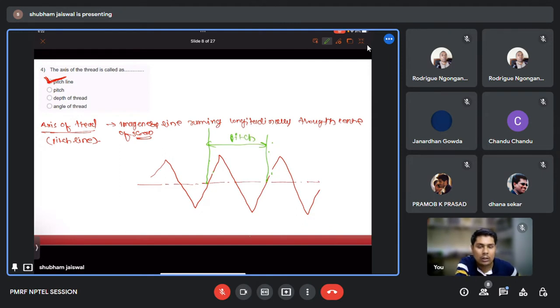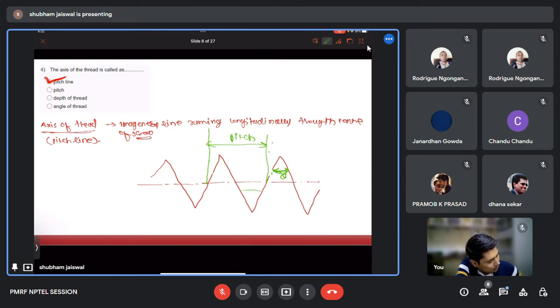Okay. So then we talk about the angle of the thread. Okay. So this is the angle of thread. So what is angle of thread? Anyone? So angle of thread is the angle between the flanks of a thread measured in the axial plane, and it is also called the included angle. Okay. Then we have this angle.